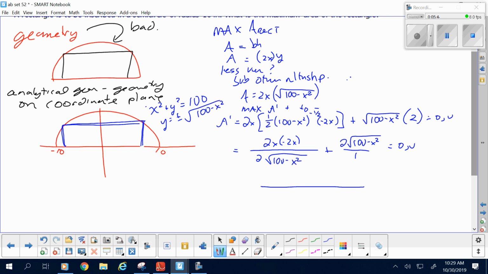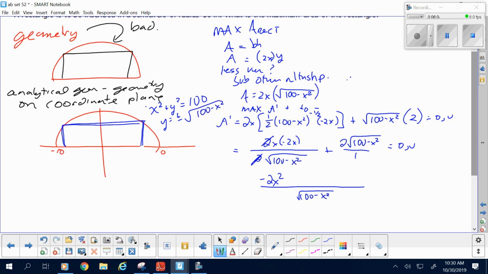I was trying to give you a clue there. Get a common denominator, yay! Okay, so 2 root 100 minus x. Actually, do you want to hack it 2? Let's hack it 2, shall we? Okay, so not 2. Instead, just 100 minus x squared square rooted. And here we still have negative 2x squared.